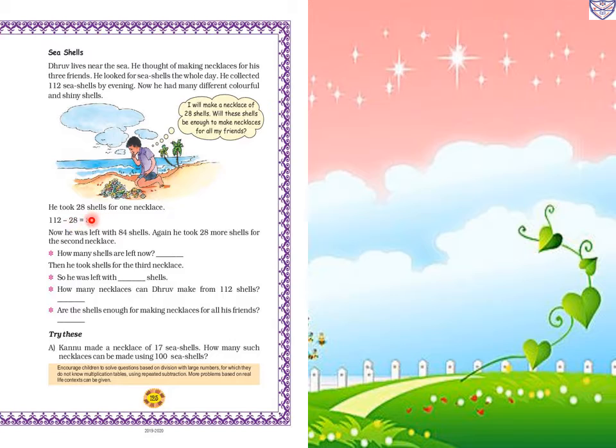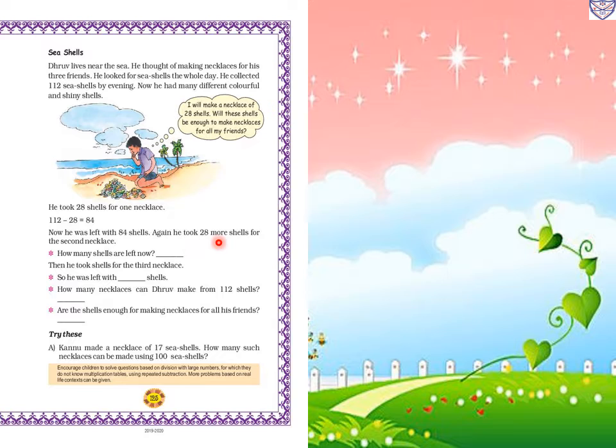So he is having 84. Total he is having 112. For one necklace he will take out 28 from 112. So how many is now left? How many shells is he left with? That is 84. Now he was left with 84 shells.